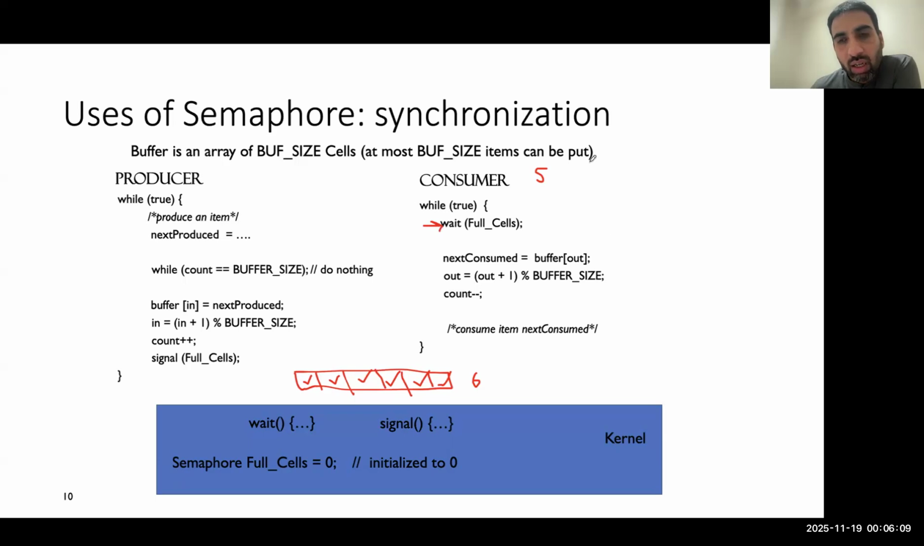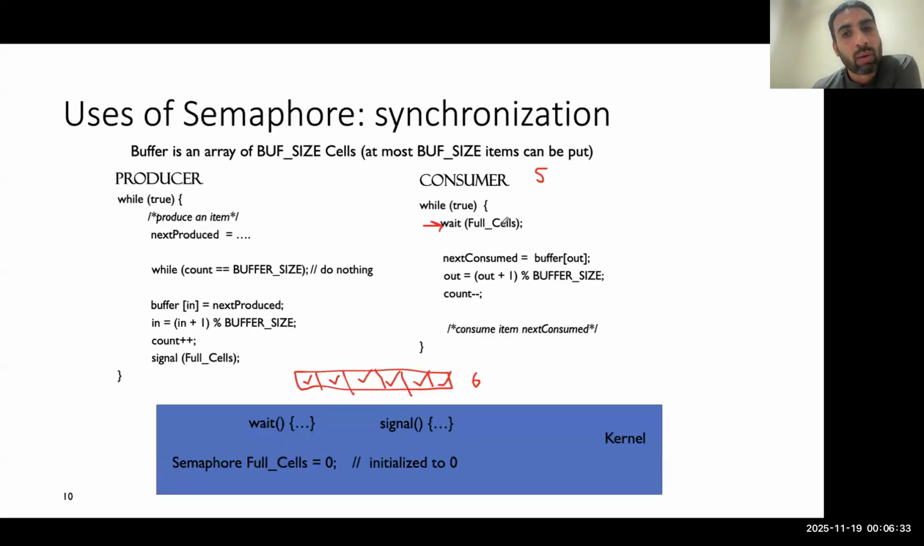Then what can happen is that 5 consumer processes can say wait full cells at the same time. 5 of them will be able to continue their execution because they will not be blocked. However, when the sixth process comes in and wants to execute wait, the value will be decremented from 0 to -1 and the process will be blocked.